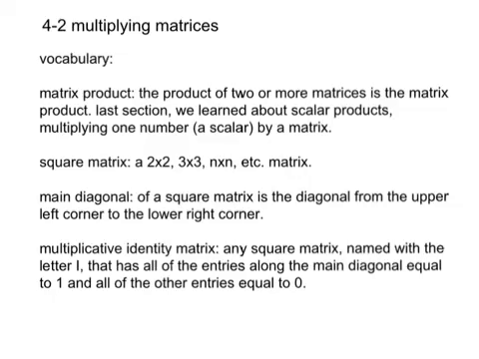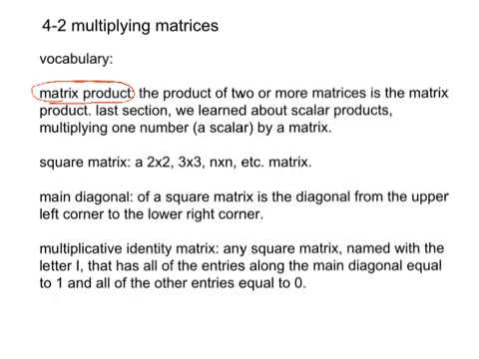Section 4.2, multiplying matrices. 4 vocabulary words here. We have a matrix product, which is the product of 2 or more matrices. Last section we learned about scalar products, which is where we multiplied one number, a scalar, by a matrix and got a scalar product.